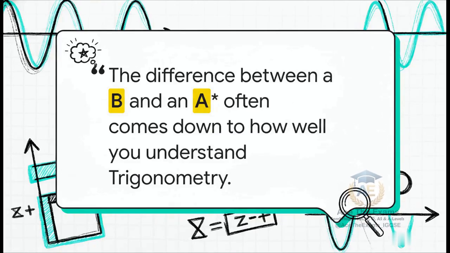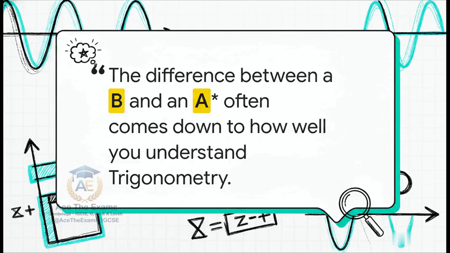Listen to this quote closely. The difference between a B and an A star in mathematics often comes down to how well you understand and manipulate these two core trigonometric identities. That insight right there is pulled directly from the examiner's playbook. It is absolutely crucial to realize that it is not just about memorizing these formulas, it is about completely understanding their theoretical architecture. According to global Cambridge Principal Examiner reports, candidates who simply drop these identities onto the paper without context, well, they remain permanently stuck in the middle marking bands.